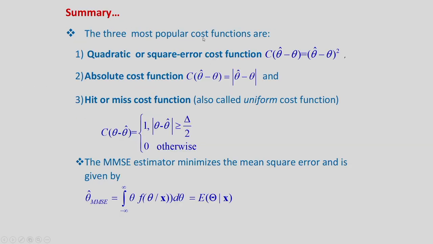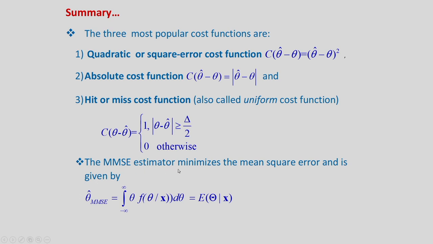The three most popular cost functions are the quadratic or square error cost function, that is c of theta hat minus theta is equal to theta hat minus theta whole square. So, this is the square error. Absolute cost function, that is c of theta hat minus theta will be equal to mod of theta hat minus theta, we take the absolute value of error. The third cost function is the hit or miss cost function, also called uniform cost function, and it is given by c of theta minus theta hat is equal to 1 if mod of theta hat minus theta is greater than or equal to delta by 2 and equal to 0 otherwise, where delta is a small positive number.